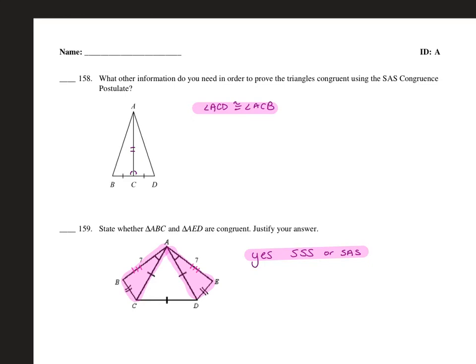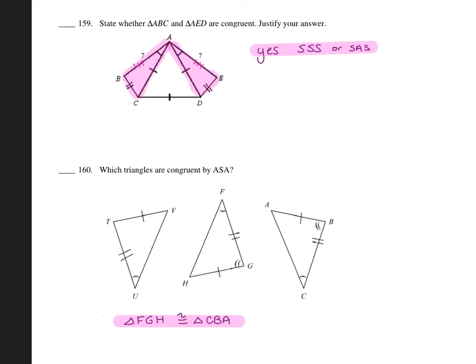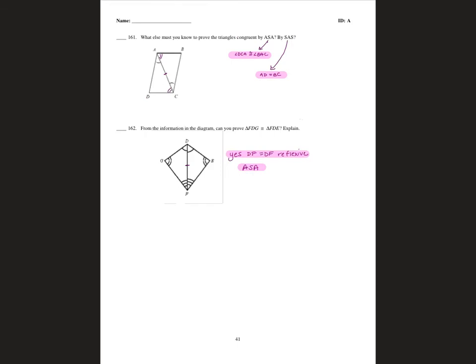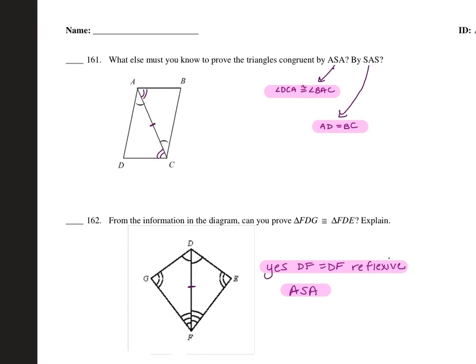159, there are also going to be questions like this where it's just a simple yes or no, and if it's a yes, what? So yes, side, side, side, or side, angle, side on that one. 160, the two that are congruent are FGH and CBA. 161, it says what would you need to know to prove angle side angle, and then which one side angle side. So for angle side angle, you need to know another pair of angles. For side angle side, you need to know another pair of sides.